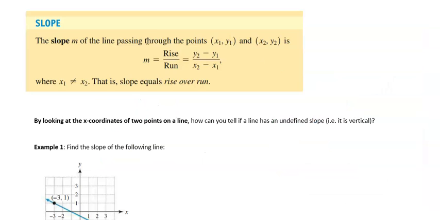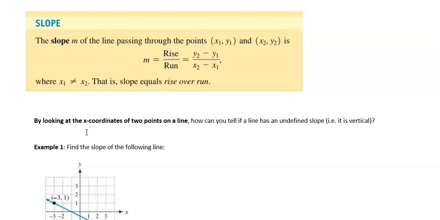So here's our equation that you need to have in your notes. The slope, m, of the line passing through these 2 points, x sub 1, y sub 1, and x sub 2, y sub 2, is m equals rise over run equals y sub 2 minus y sub 1 over x sub 2 minus x sub 1. I would have that in your notes somewhere if you don't have it in your head.